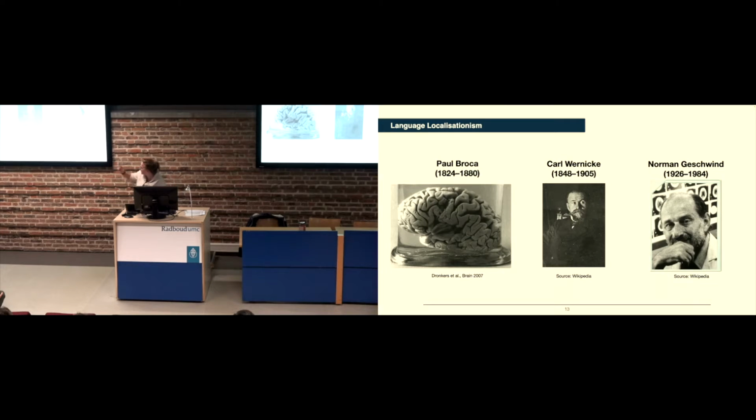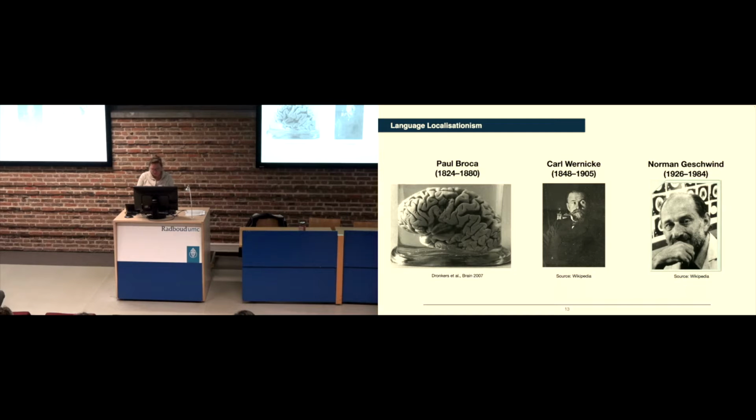So Paul Broca, here you see one of the patients. You see the lesion in the inferior frontal gyrus. Here is the inferior frontal gyrus, and there's a stroke lesion right here, causing that patient to not be able to articulate fluently anymore.